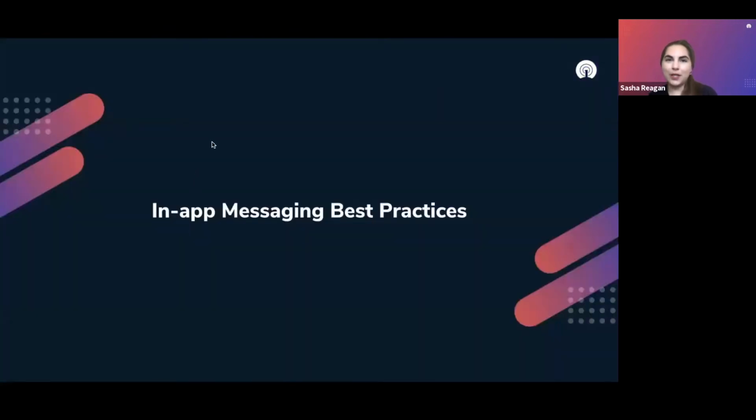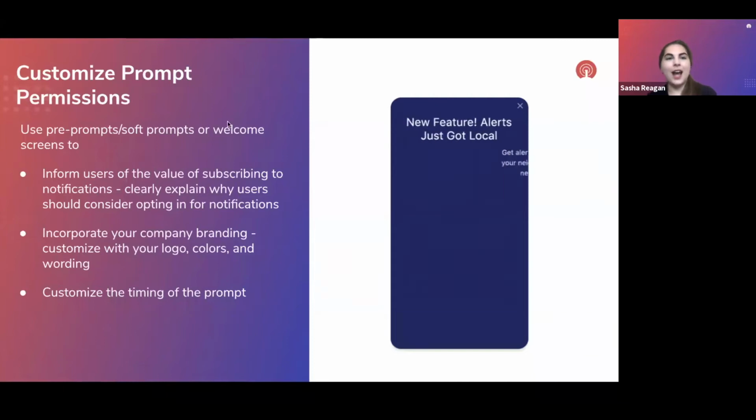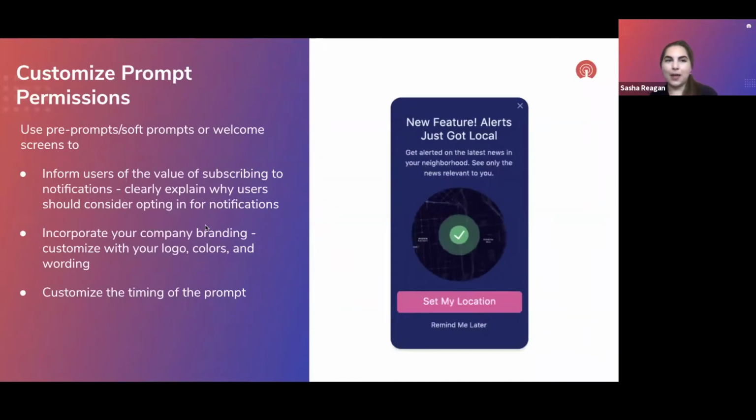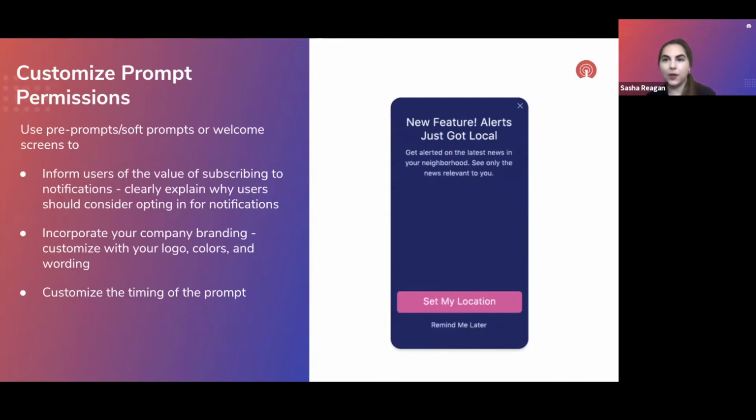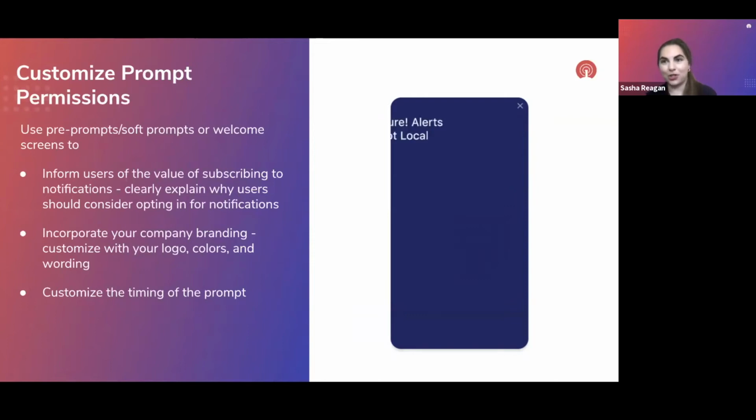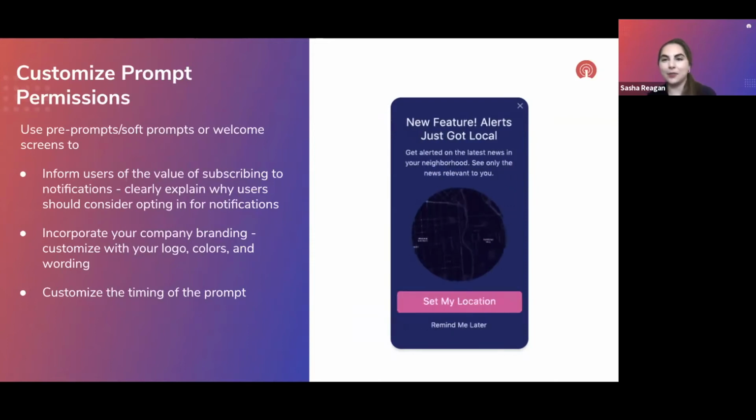Great, so we're going to move into best practices now. One best practice we recommend is customizing those prompt permissions. So there are two different reasons you might be asking for prompt permissions. One would be location asks, if you want to have someone share their location while they're in the app, or to track their app location to save that information for later, or to actually ask for push prompt permissions. So to ask for a push token to send push notifications as well.